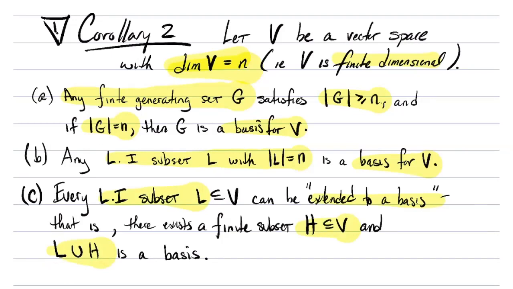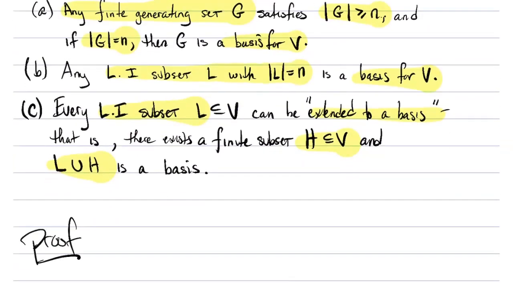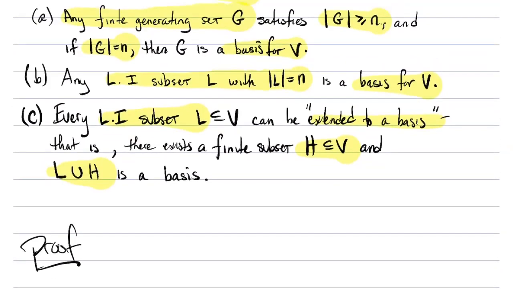Okay, so let's sketch the proofs of some of these things. I'm going to be brief here and write chalkboard style. So we have a generating set with at least n elements. Remember n, let me write it here just to emphasize, it's the dimension of V. Everywhere in this proof, n is the dimension of V, right? So why would A be true?